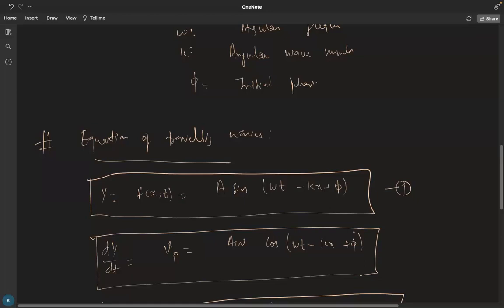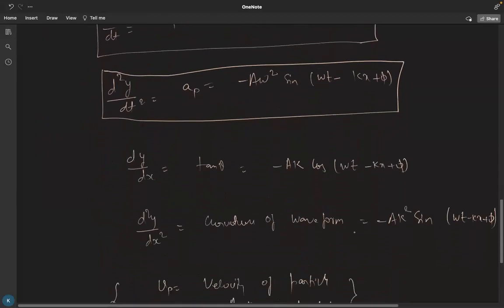Now what I'm trying to do here is differentiate, and when I differentiate, dy by dt is the velocity of the particle. I get a omega cos(omega t minus kx plus phi). Basically, a omega will give you the max velocity, right? Similarly we find the acceleration, and then we try to find the slope of the particle forming with the waveform at each instant, at different x and different t. So I'm trying to find dy by dx, and when I do so, I get minus ak cos(omega t minus kx plus phi).